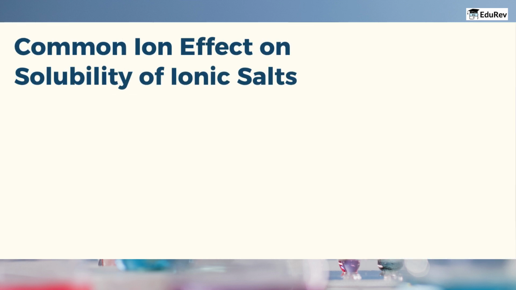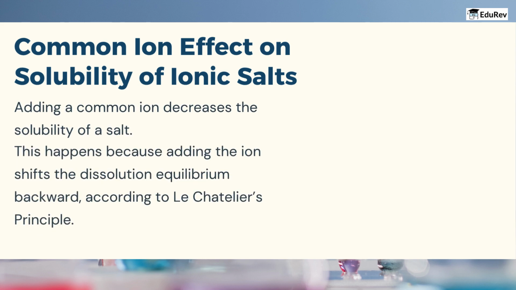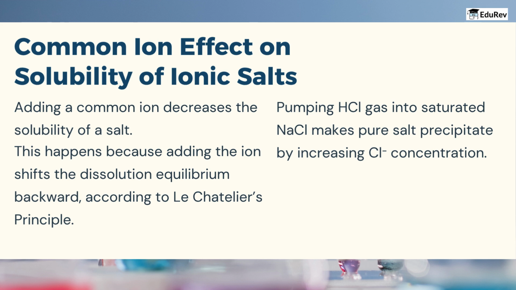Let's shift our attention towards common ion effect on solubility. Adding a common ion decreases the solubility of a salt. This happens because adding the ion shifts the dissolution equilibrium backward according to Le Chatelier's principle. Example, passing hydrogen chloride gas through a saturated sodium chloride solution causes precipitation of sodium chloride because the addition of chloride ions suppresses the solubility of sodium chloride.